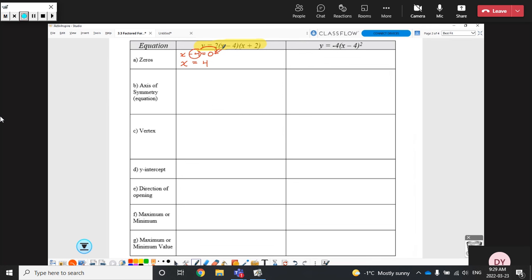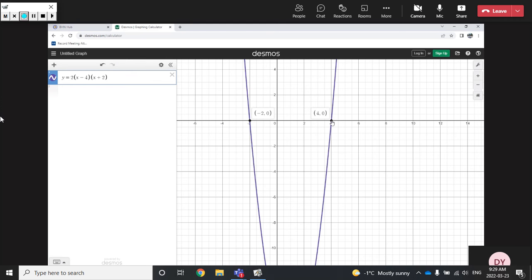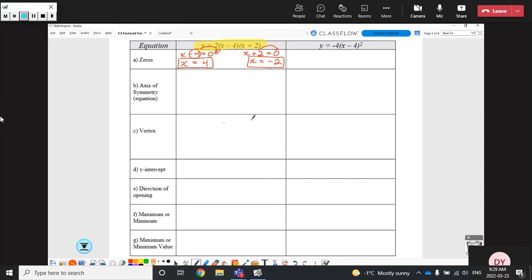Not bad. And how about this one over here? We got x plus 2. We're going to set it equal to 0, and bring this +2 over here, and we get x equals -2. So these are our zeros, +4 and -2. And if we go back to Desmos to confirm this, +4, -2. Not bad. So far, so good.